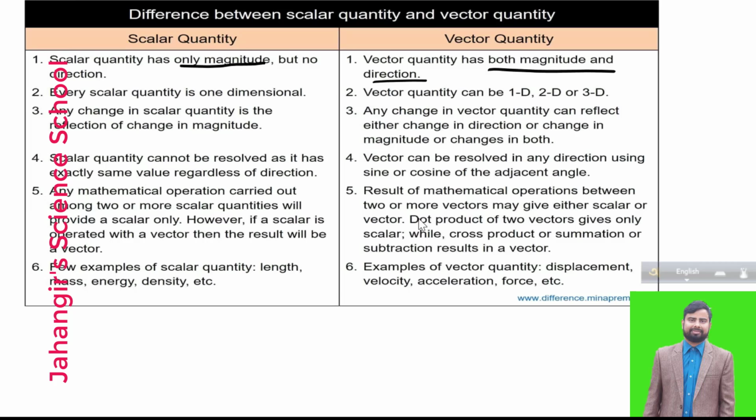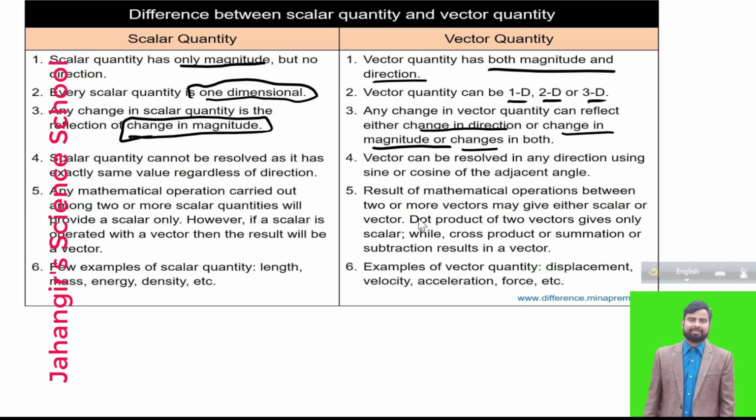Every scalar quantity is one dimensional. A vector quantity can be one dimensional, two dimensional or three dimensional. Any change in a scalar quantity is the reflection of a change in magnitude, because it has only magnitude. So if we change magnitude, then the scalar quantity will change. On the other hand, any change in a vector quantity can reflect either a change in direction or a change in magnitude, or changes in both. Very important.